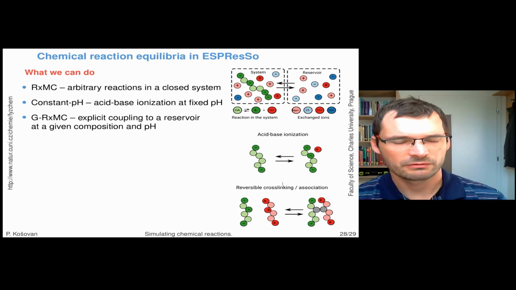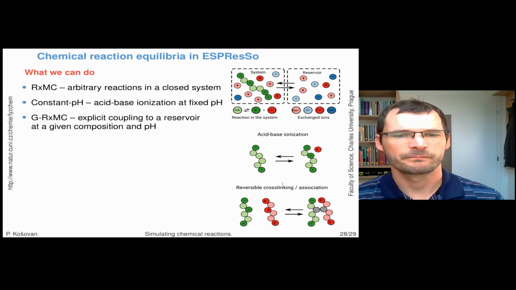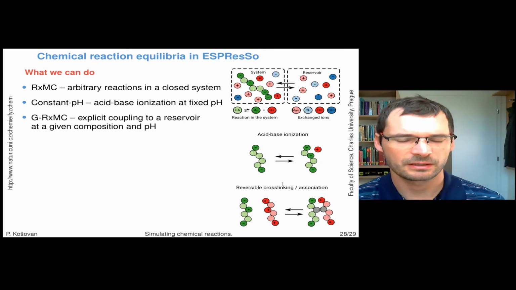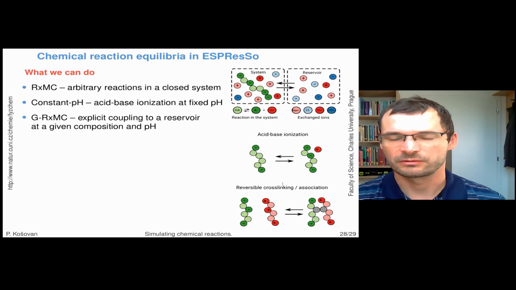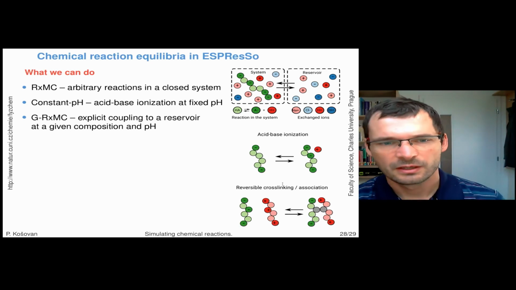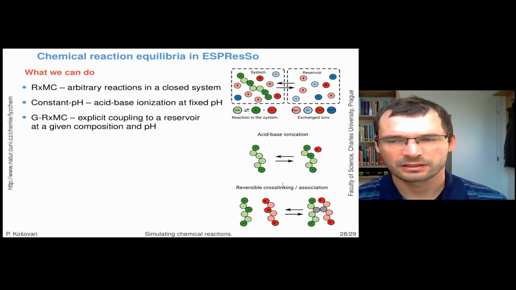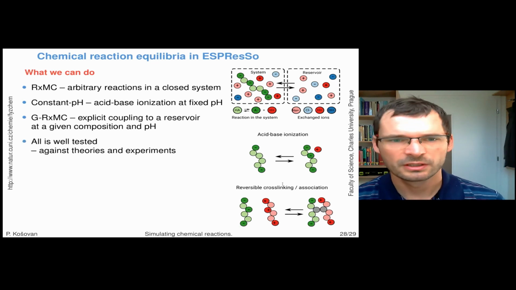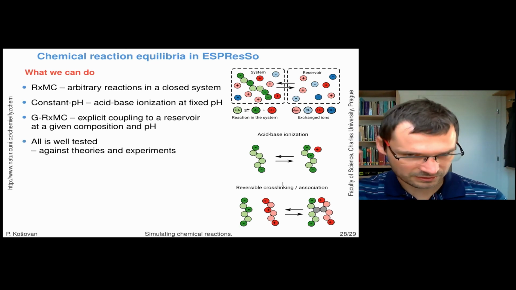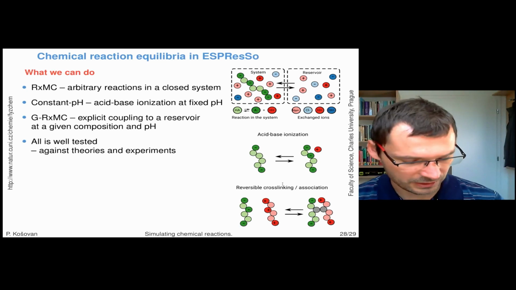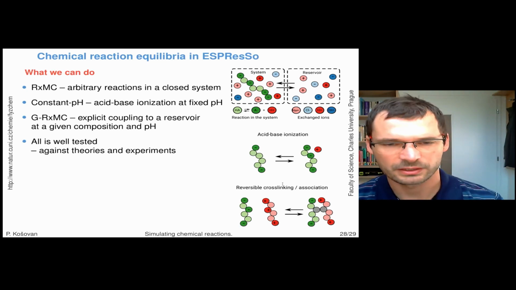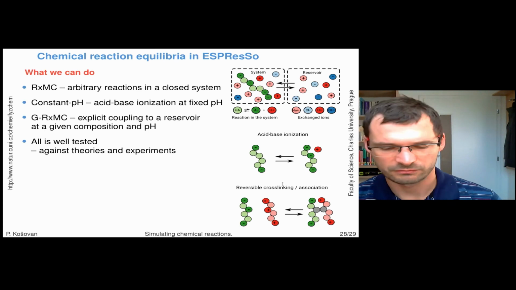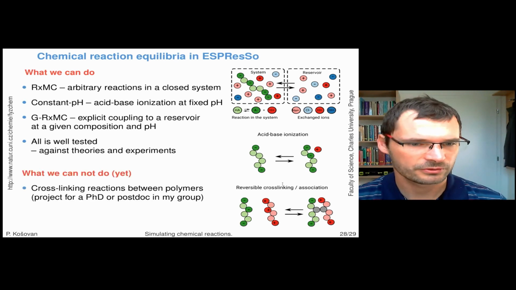We can use the grand reaction ensemble by explicit coupling to a reservoir which is defined by composition and pH, and with a reaction inside the system. As a byproduct of this, I can do a grand canonical simulation with a special type of reaction, and all of that is well tested, either against the ideal theories such as Henderson-Hasselbalch or against real experiments on real molecules.